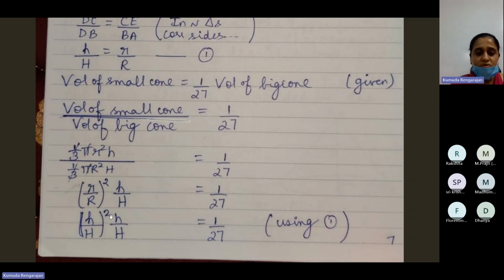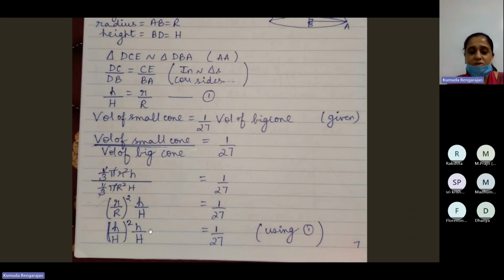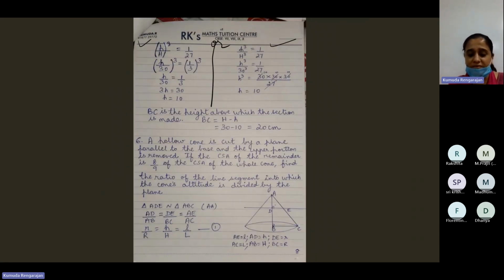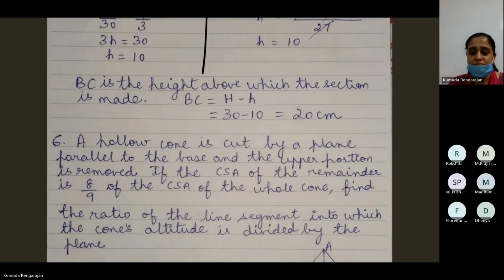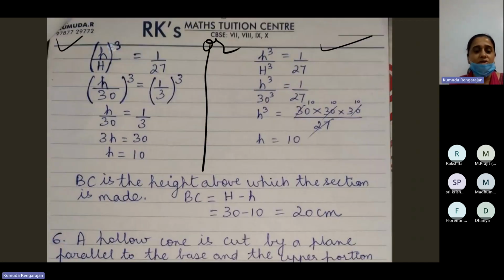So h by H the whole square into h by H will be h cubed by H cubed, or h by H the whole cube. So h by H the whole cube is equal to 1 by 27. But we know the value of capital H, 30 is given.